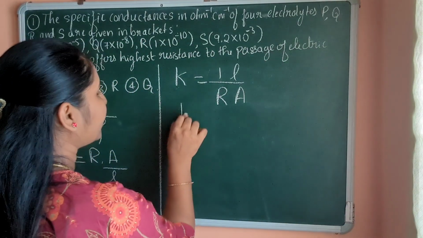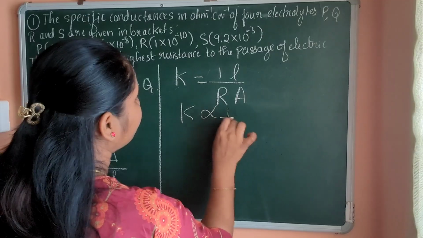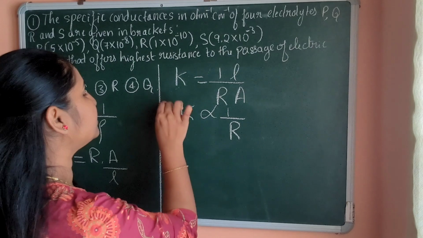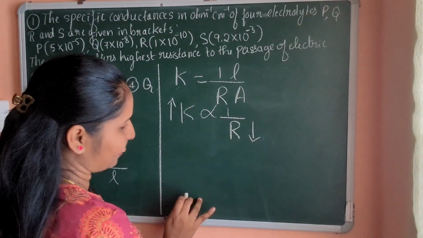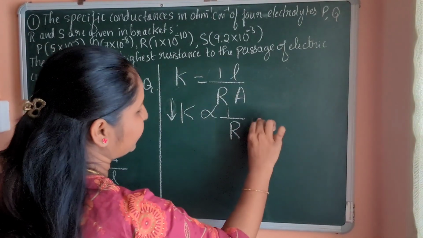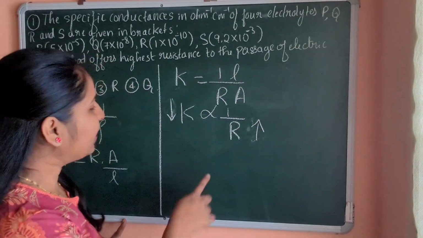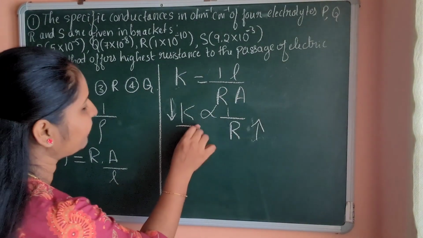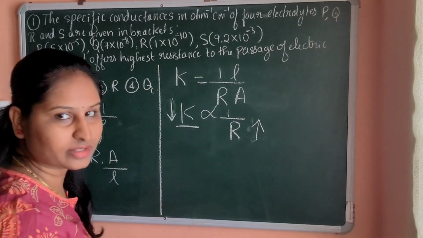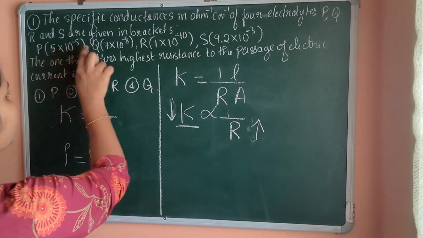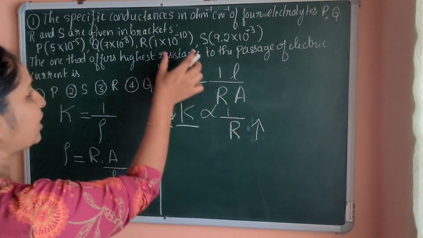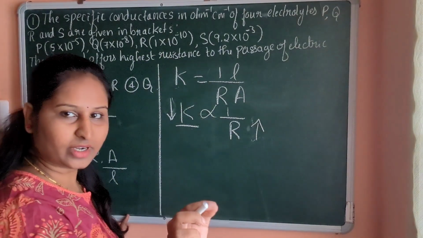That is, K is inversely proportional to the resistance, which means that whenever the value of K increases, resistance value decreases. Right? Whenever the value of K decreases, then resistance value increases. Why am I discussing this now? Because they have given the values of K. These are the values of K, but they are asking for the one with the highest resistance. So among these electrolytes P, Q, R, S, the one with the highest resistance means the one with the lowest specific conductance will be taken.